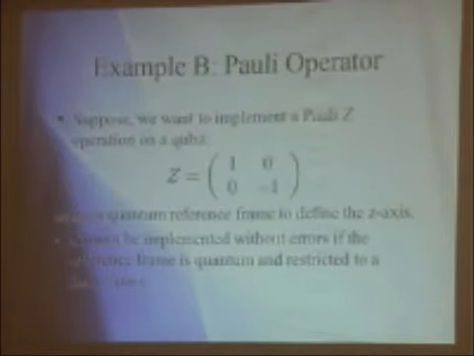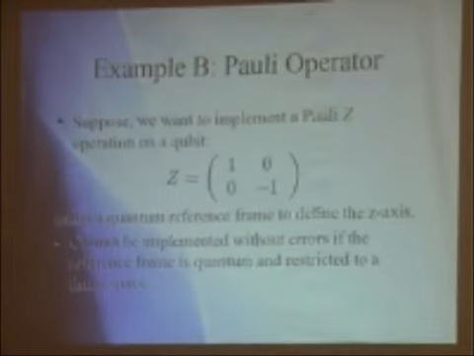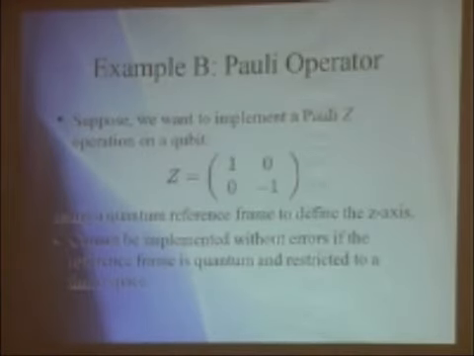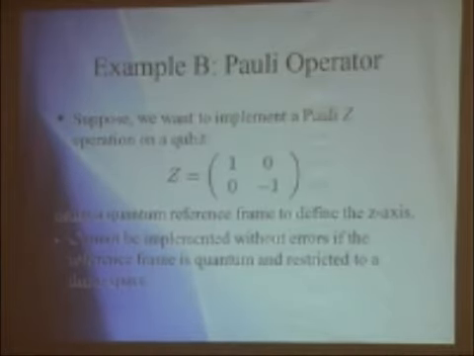Okay, so here's a more interesting example. Suppose you want to perform a certain gate on one of the states in your reservoir, and suppose that gate is just this phase gate here. To implement a phase gate, you need to define a direction in space, and this is what we use the quantum reference frame for. It's actually impossible to implement a phase gate without a quantum reference frame, without making errors.